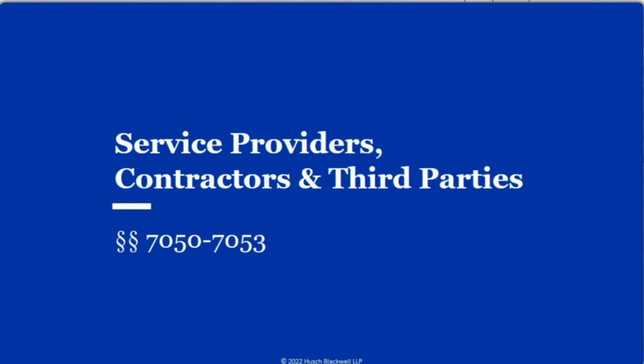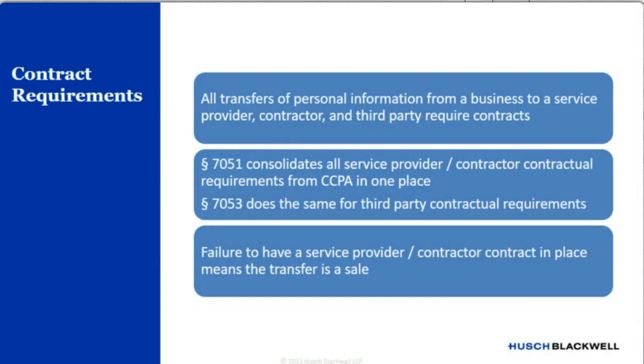Yep, so just quickly, the CPRA created a new category of persons, contractors, and sections 7050 through 7053 clarify who is considered a service provider, contractor, or third party, and then provide certain requirements for those specific parties. So just briefly, the CPRA requires that all transfers of PI from a business to a service provider, contractor, or third party require a contract. And like I said, those sections will lay out those contractual requirements.